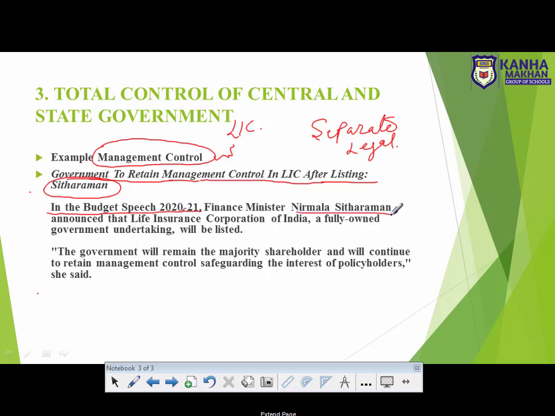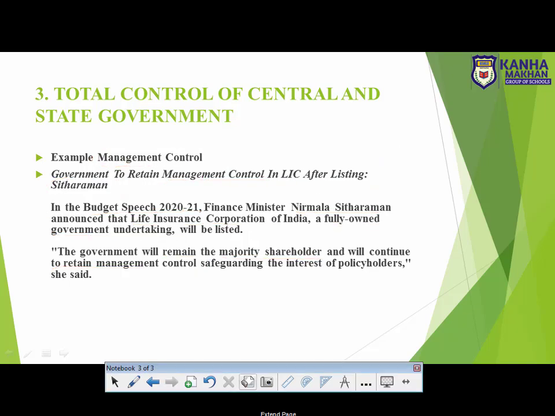Okay, and in this she has declared or announced that the Life Insurance Corporation of India will be a fully owned government undertaking. It will work as a government undertaking. And why is it so? She has also clarified that the government will remain the majority shareholder and will continue to retain management control so that the interest of the policyholder can be safeguarded. So due to this, the management control is now shifted from LIC to the public or government undertaking. This was an example that the government, whether state or central, has total control over it.